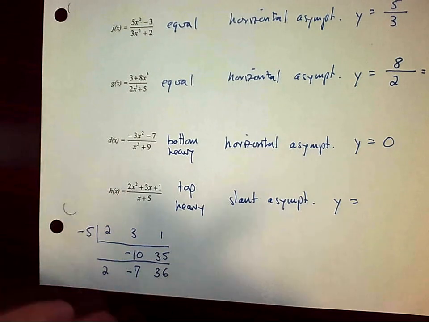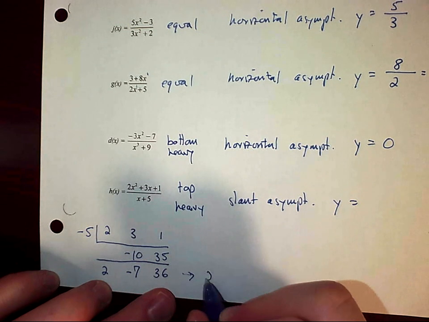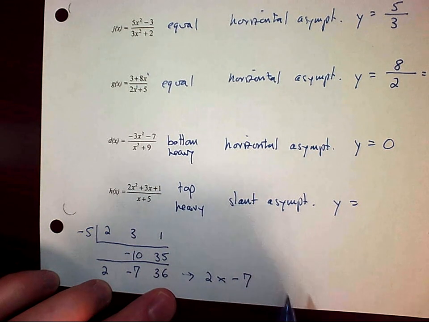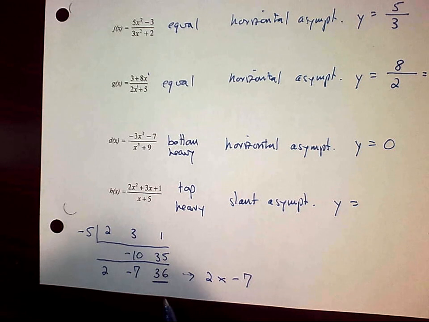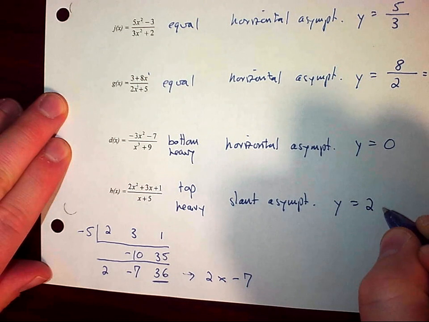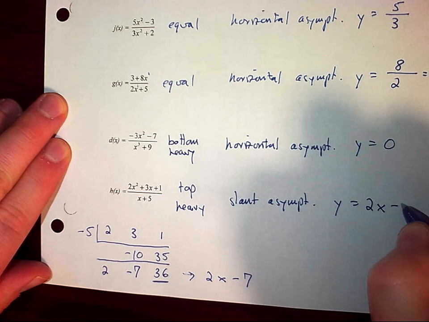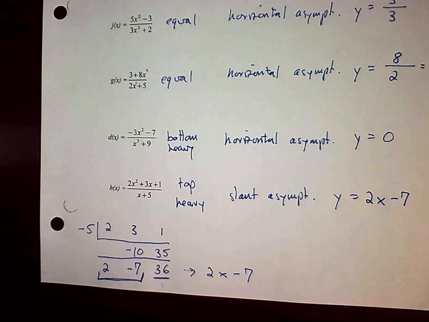So let's take this answer right here. What we would then have is 2x minus 7 if we just forget about this remainder. Again, we're not looking at the remainder. So if we just have this term right here, 2x minus 7, that's going to be our answer for the slant asymptote. 2x minus 7 is what we have right here without the remainder.